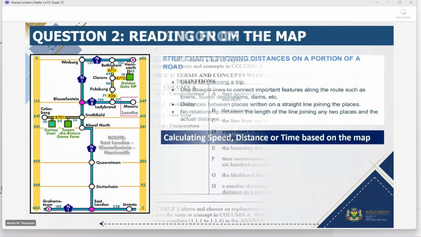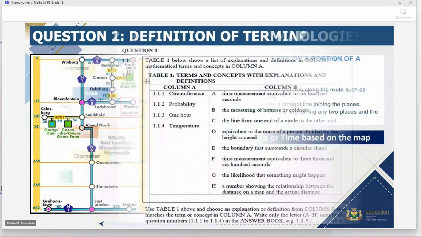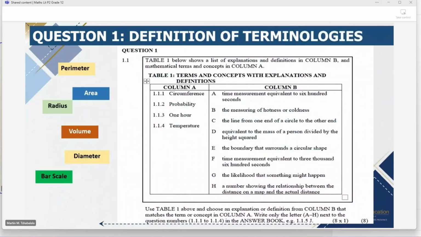To make life easy for you. Because at times they can say, define the word temperature. You know it in Sesotho, you know it in Xhosa, but you can't put it on your paper in terms of defining it in English. So to minimize that, let us give you the definitions, and we give you the terminology. You match it based on the questions.